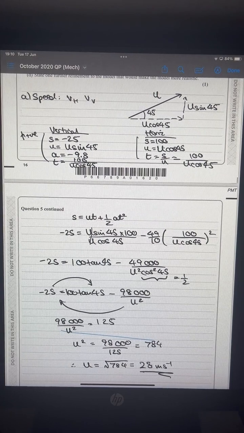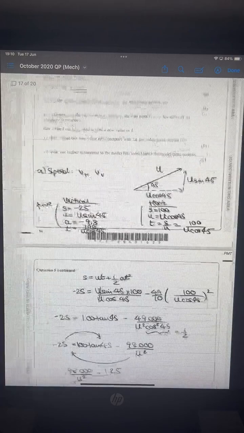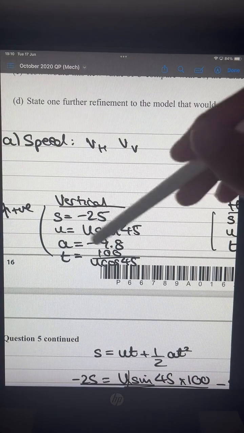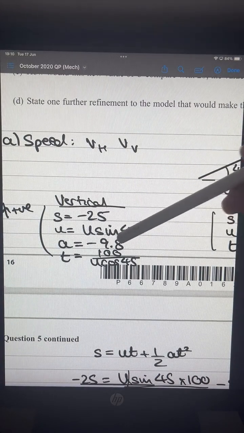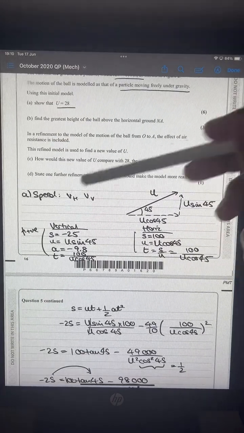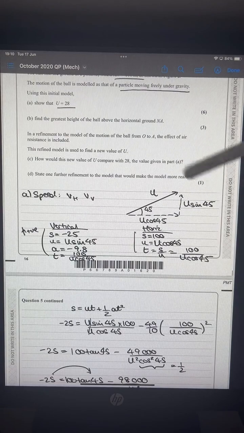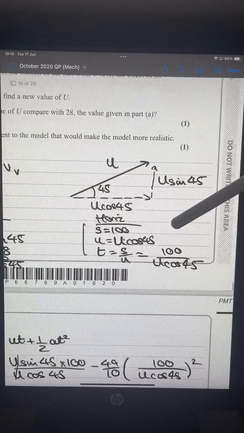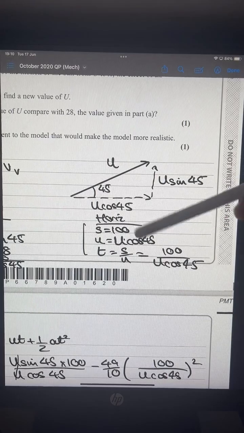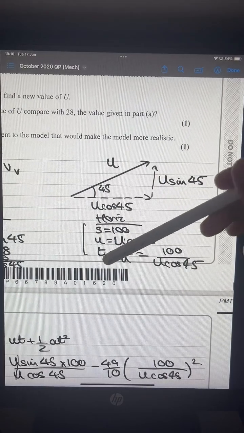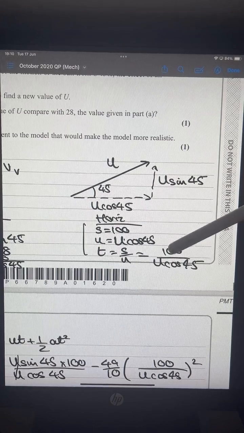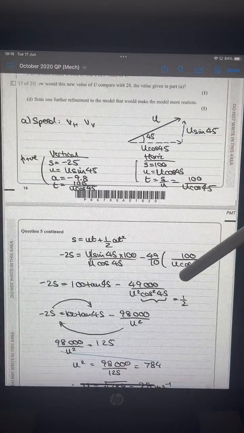Why did you do horizontal? You didn't even use it. I did use horizontal. So remember, when I was doing the vertical motion, I knew S, I knew U, I don't know V, but I don't need to find V. I know A is negative 9.8, but I don't know T. How am I going to find T? Well, I know that horizontal and vertical motion of a projectile takes the same amount of time, right? So here, if I just do my horizontal motion, there's no acceleration, right? So it's just a distance, speed, and time thing. So distance is 100, speed is u cos 45. The time, well, I don't know the time for that, but I can calculate it. It's distance divided by speed. So that's 100 divided by u cos 45. That's why I did the horizontal motion.